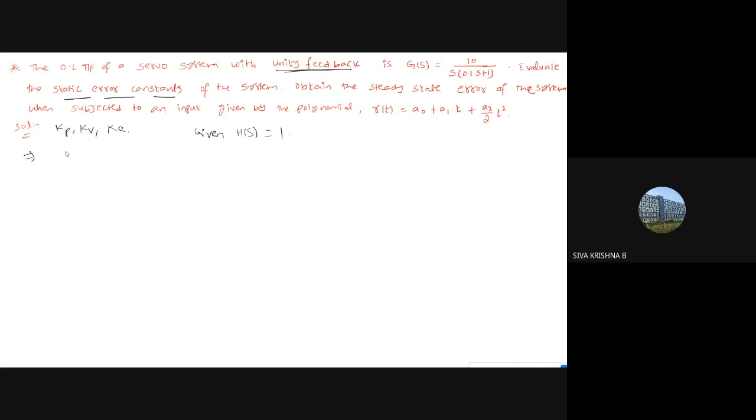So first find out static error constants. That means Kp, Kv, and Ka. First one is positional error constant, that means Kp, which equals limit s tends to 0, G of s into H of s. G of s is 10 by s into (0.1 s plus 1), and H of s is 1. If you apply s tends to 0, Kp becomes 10 by 0 into (0 plus 1). So it is 10 by 0.